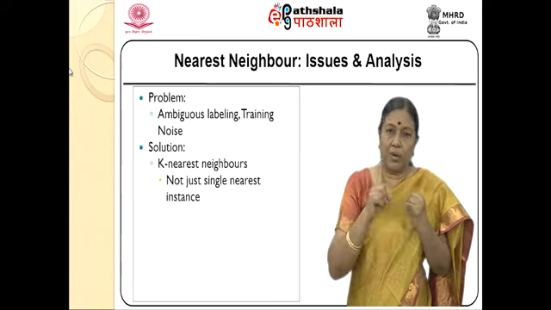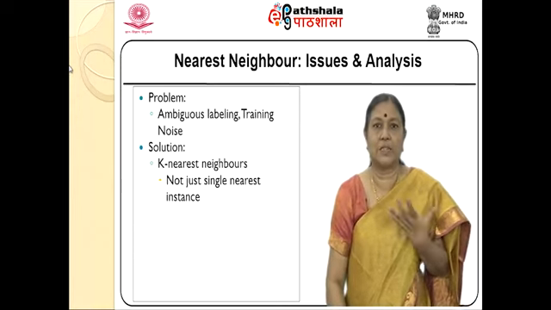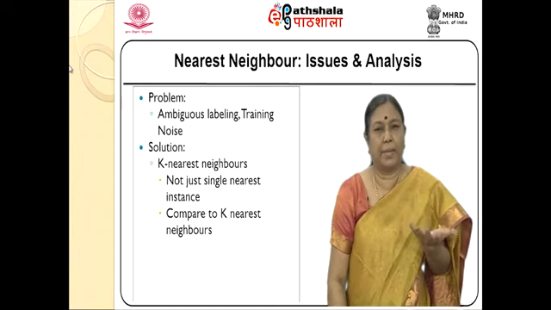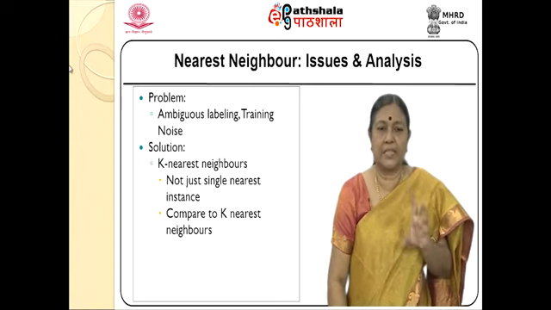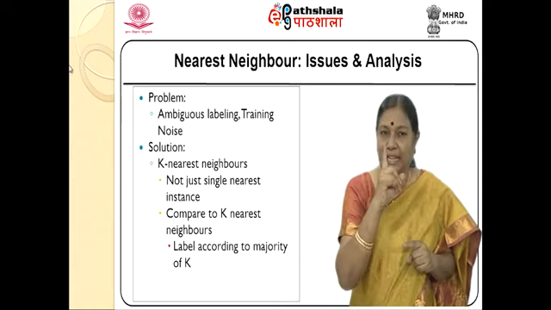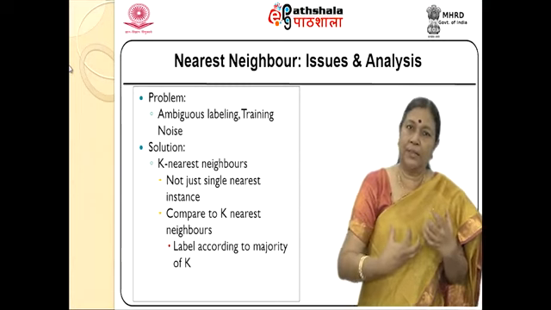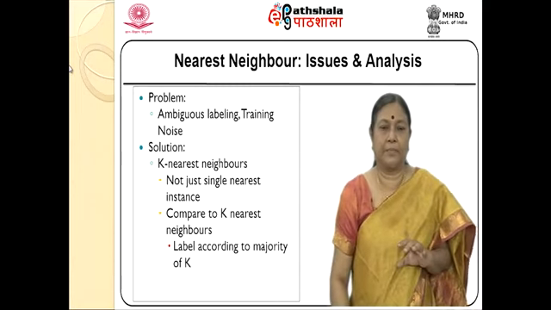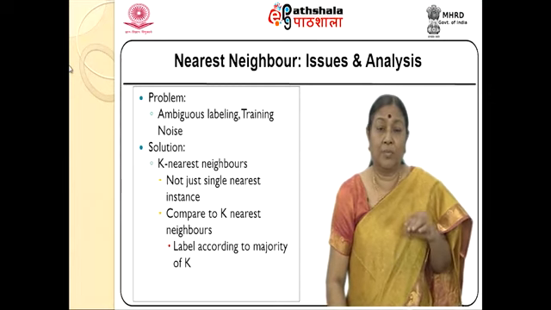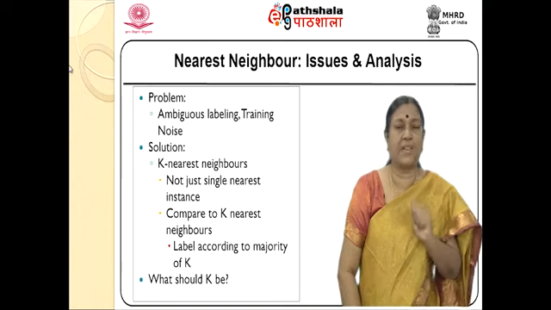So, instead of using a single neighbor, we are going to use k neighbors, k instances to compare with, and there are different methods that we can use. We will discuss this later. Instead of comparing it to only one neighbor, we will label according to the majority, like a voting principle. And now the question arises, I am saying I am comparing it with the k neighbors, what should this value of k be?